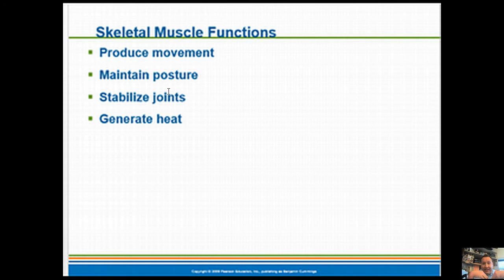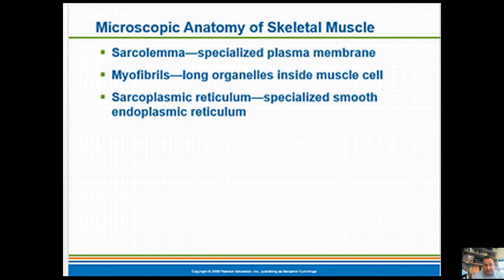And that heat then is going to help warm up your actual body itself. So these are the four major functions that we have with skeletal muscle itself.